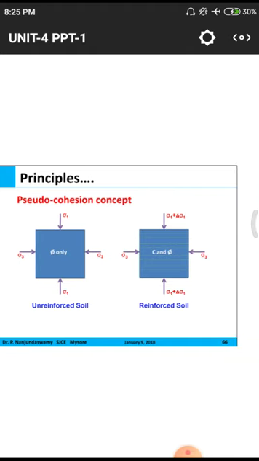This is another example, the pseudo cohesion concept. There is a comparison between unreinforced soil and reinforced soil. Phi indicates the sliding or shear resistance, and sigma indicates stress. Sigma 1 and sigma 2 act in two directions: on the x axis we have one stress distribution, and on the y axis another, so that there are some c values and phi values. Those are for the unreinforced and reinforced soils.